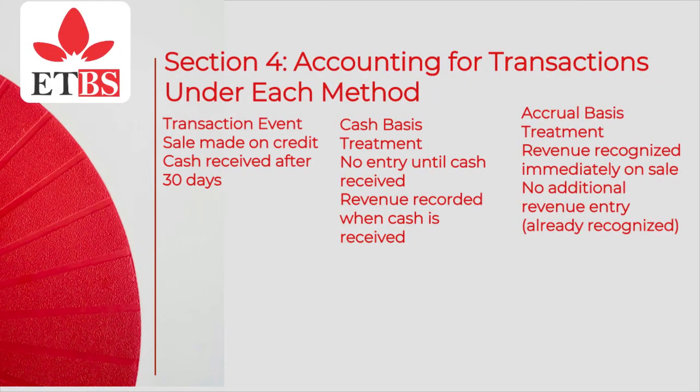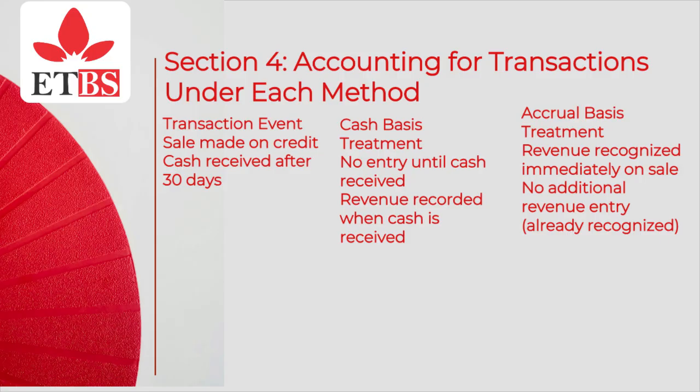Section 4. Accounting for transactions under each method. 4.1 Example: sale on credit of 100,000. In this course we will be using transaction event, cash basis treatment and accrual basis treatment in our table. One, sale made on credit: no entry until cash received; revenue recognized immediately on sale. Two, cash received after 30 days: revenue recorded when cash is received; no additional revenue entry, already recognized.